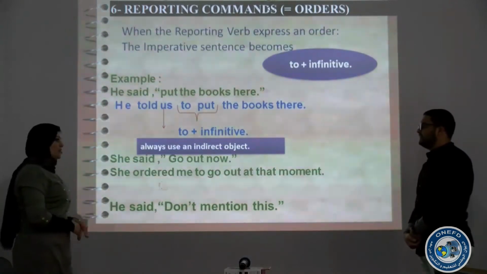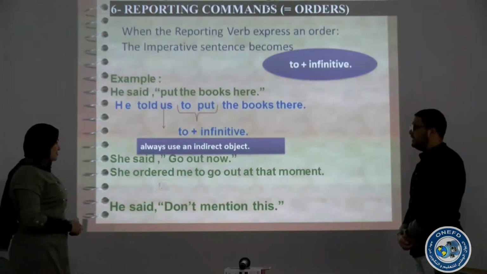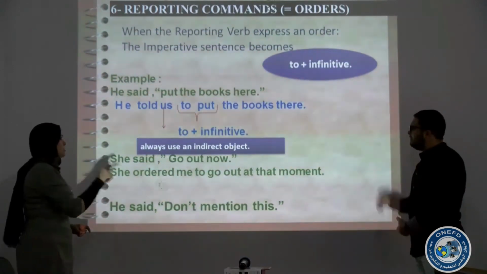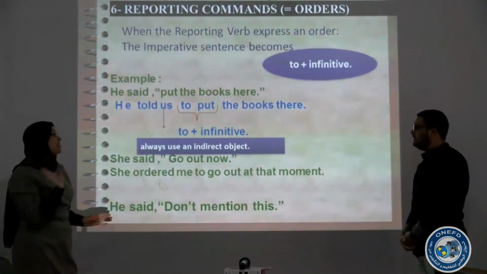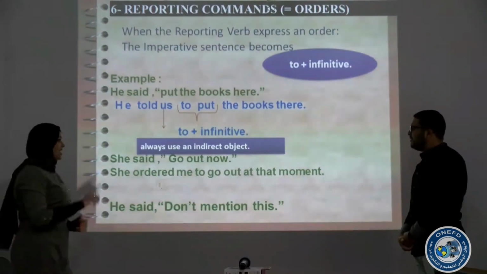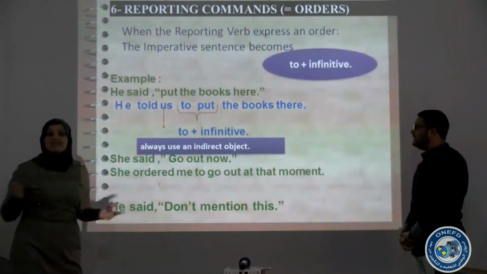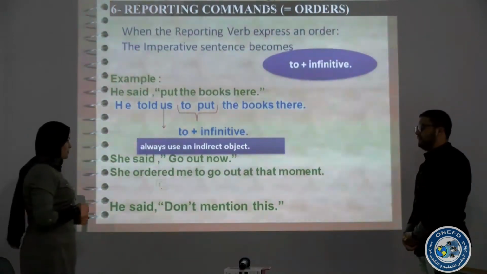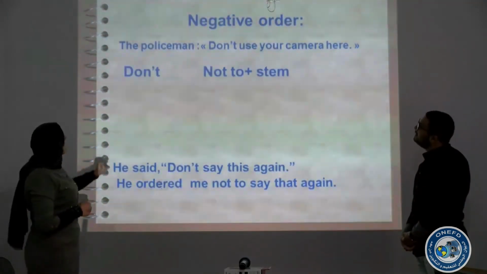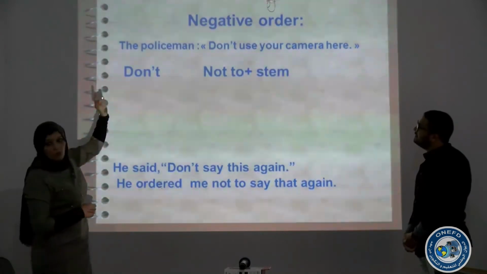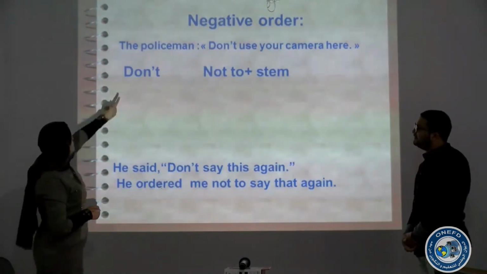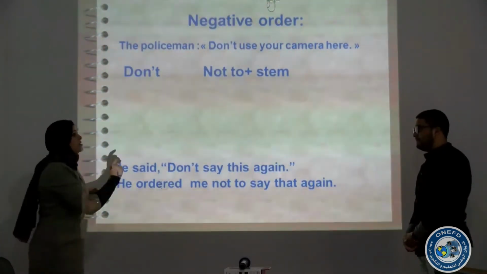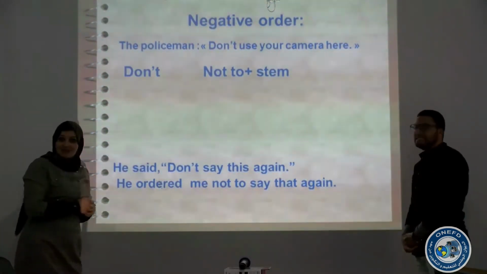Now read this one and report it, please. He said, "Don't mention this." It's an imperative, but we are using "don't." It's a negative order. How do we report that? Follow me. When we report a negative order, "don't" becomes "not to" plus the stem. Repeat: not to plus the stem.